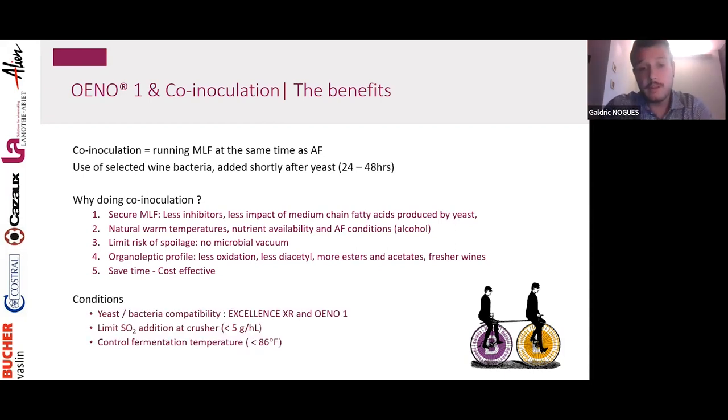So what we recommend at Lamothe-Abiet would be the yeast and bacteria best compatibility. And what we have in the range would be the Excellence XR and the Pono 1. We've been working with co-inoculation for almost 15 years now. So we have very good feedback on these couples of XR and Pono 1. And they are very well made for each other. Of course, later you will add less SO2 because you need the bacteria to work. And you need as well to control the fermentation temperature. So basically under 86 Fahrenheit degrees.